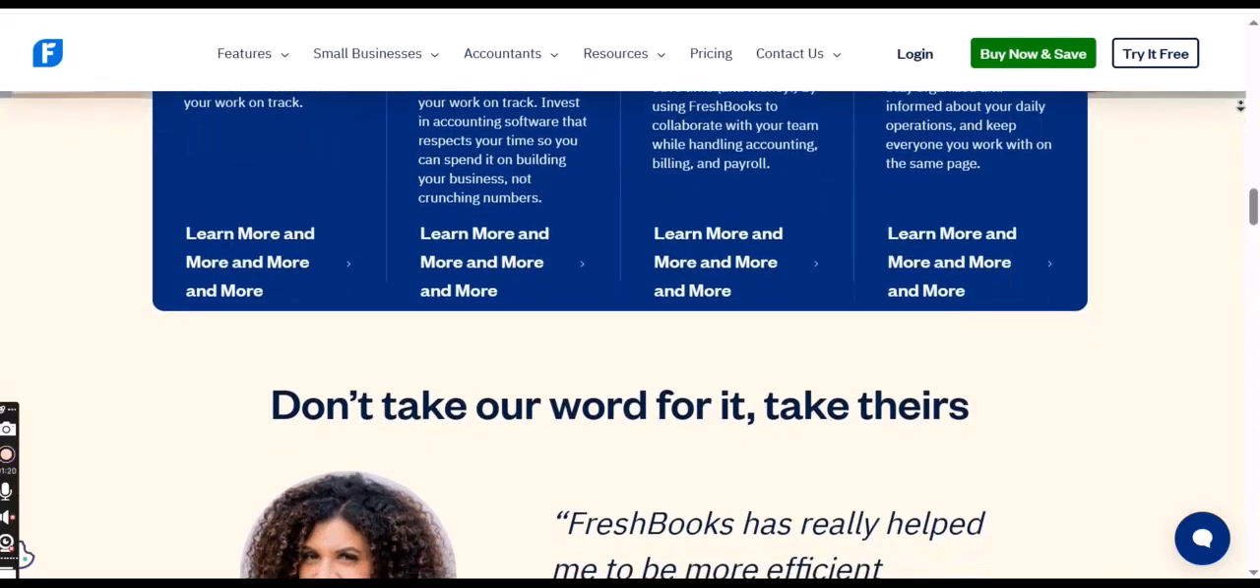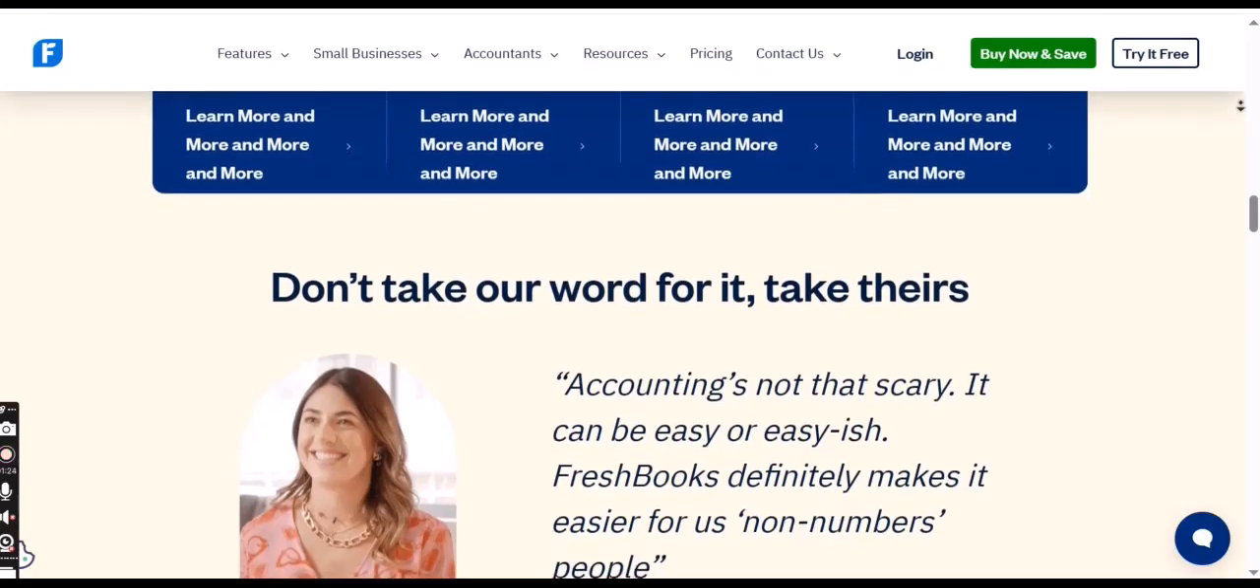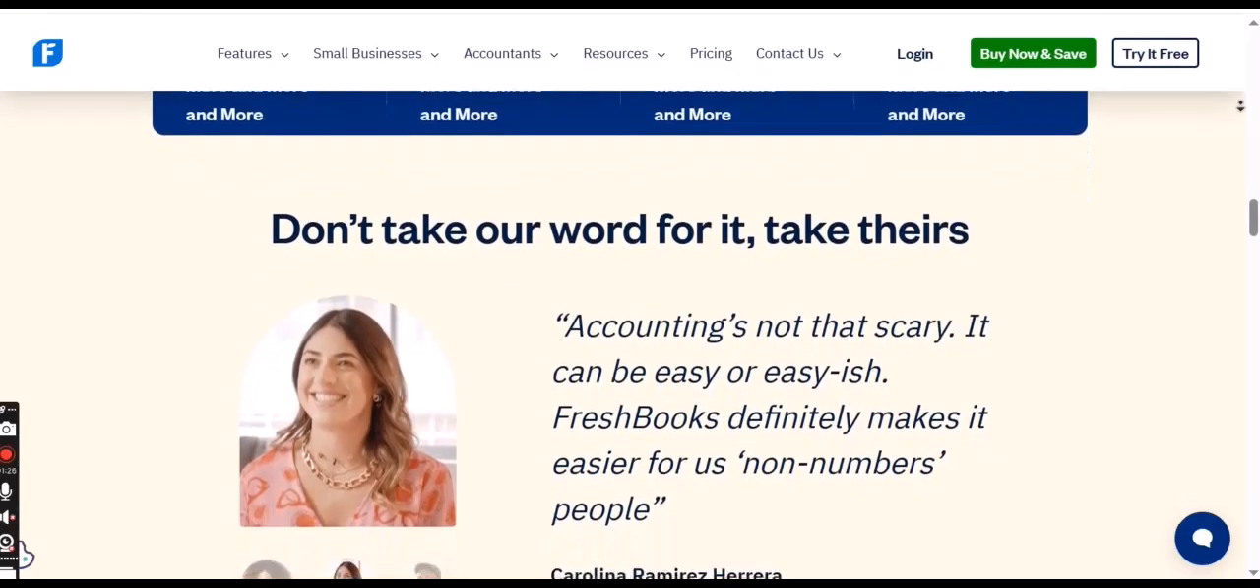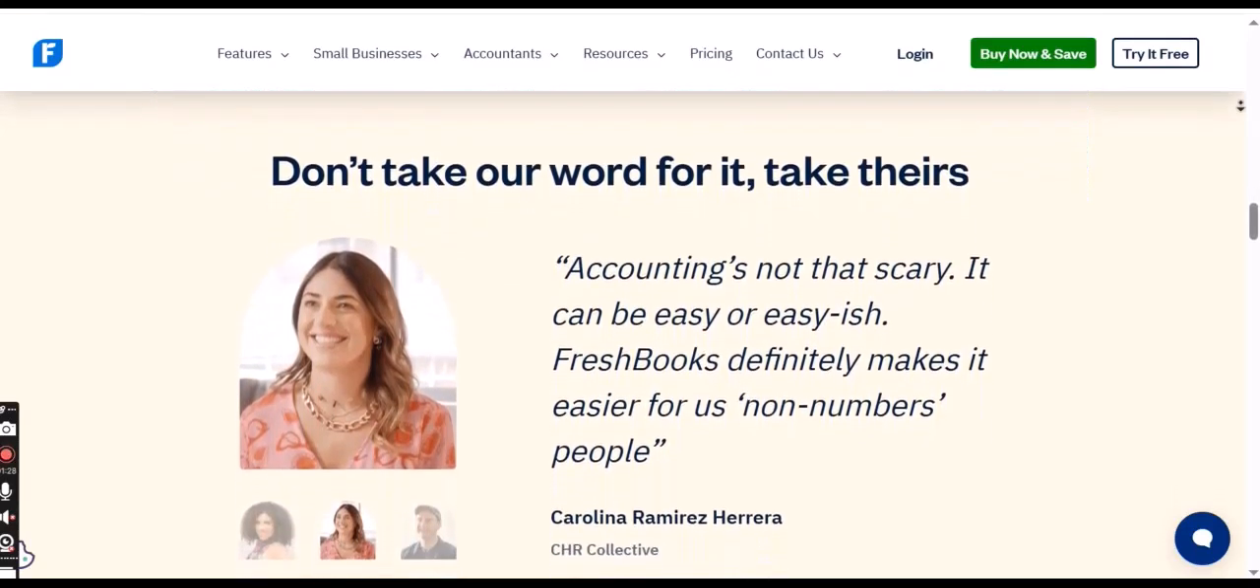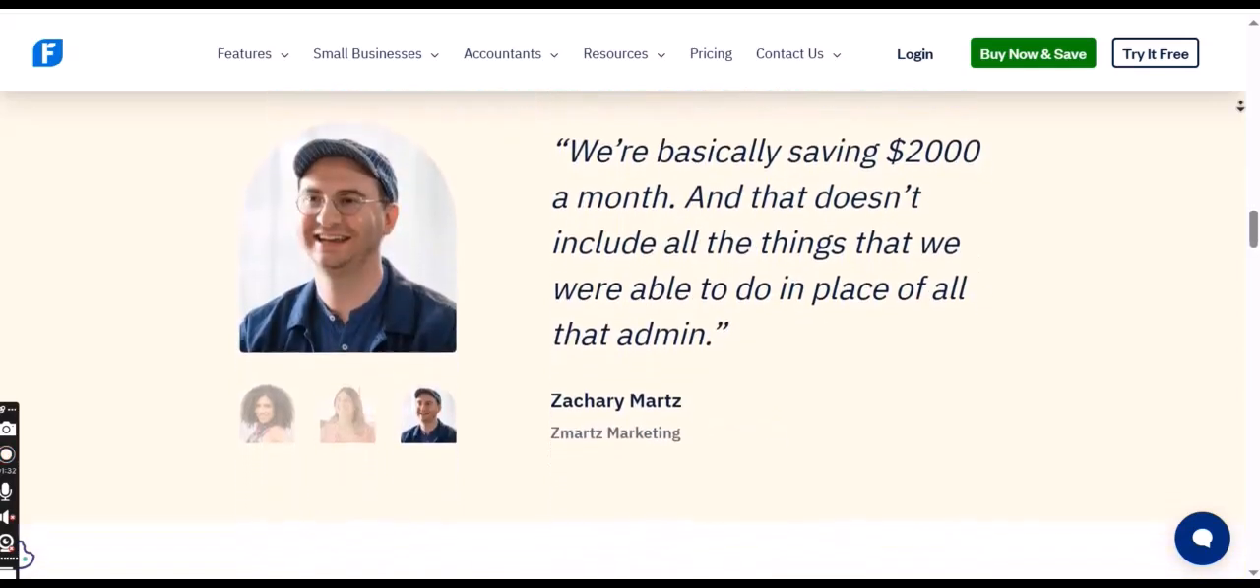Contact support if needed. If you encounter any issues with transferring funds, don't hesitate to reach out to the support teams of both FreshBooks and your payment gateway. They can provide specific guidance and troubleshoot any problems you may be experiencing.